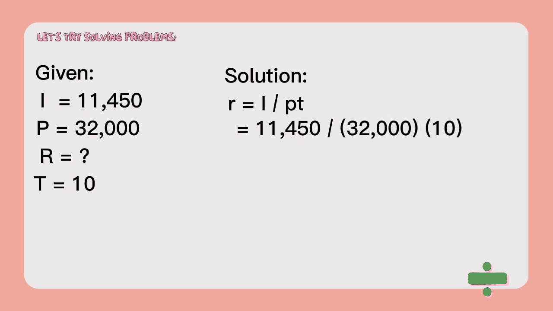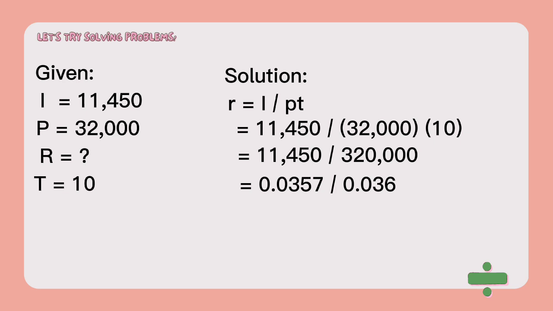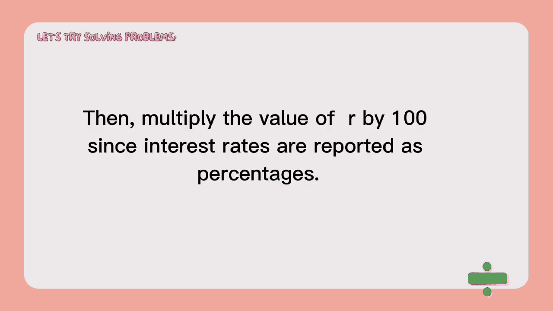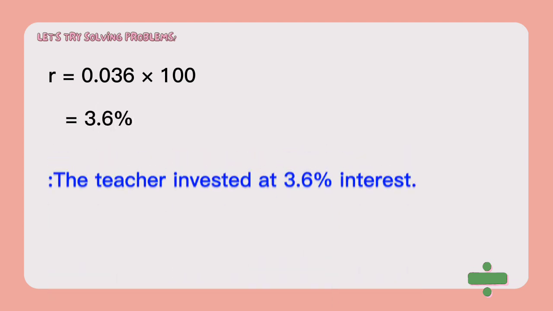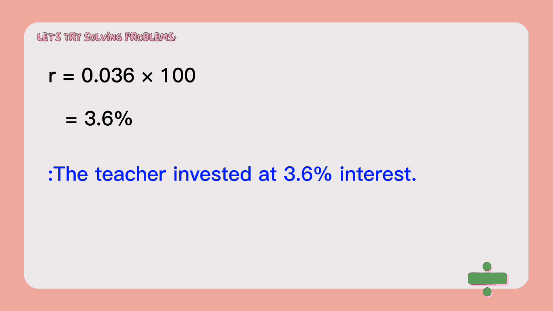Now let's solve first those in parentheses. So we have here 32,000 peso times 10, and that is 320,000 peso. Now 11,450 peso divided by 320,000, that is 0.0357 or 0.036. However, this is not the final answer yet. Since we are looking for the rate, let's multiply it by 100 since interest rates are reported as percentages. So we have rate is equal to 0.036 times 100, and our final answer here is 3.6%. Therefore, the teacher invested at 3.6% interest.